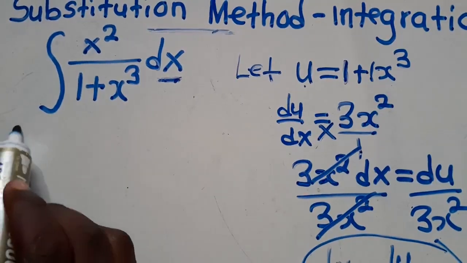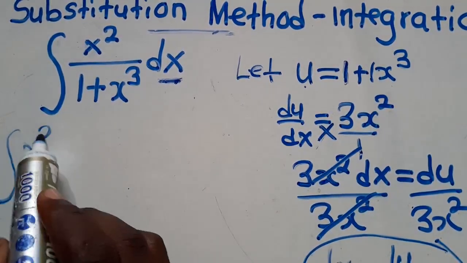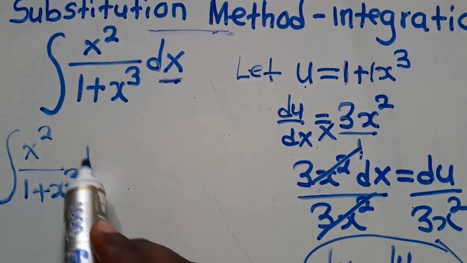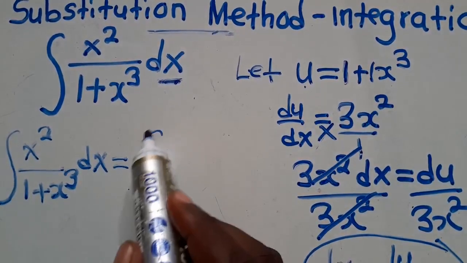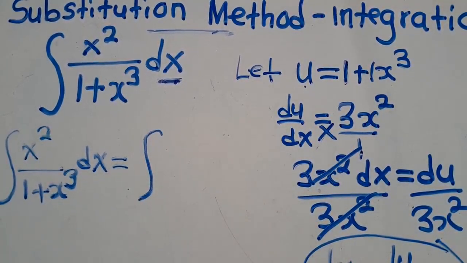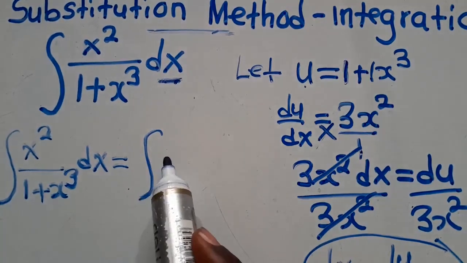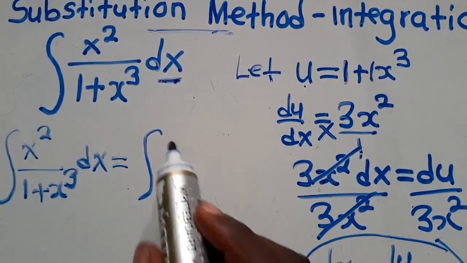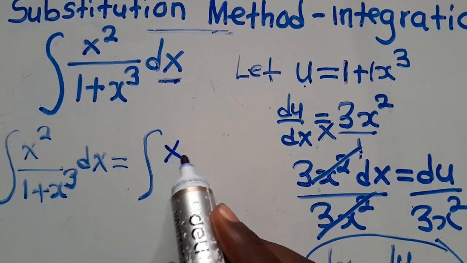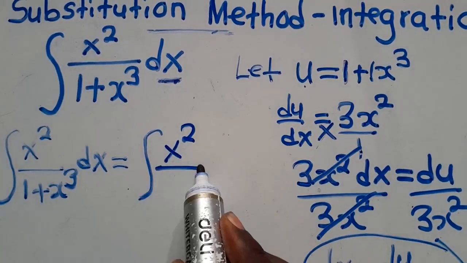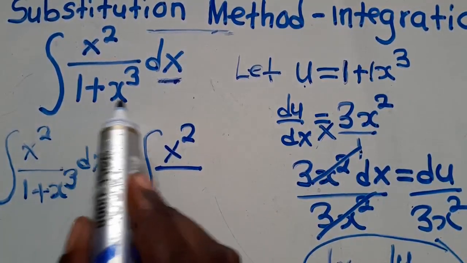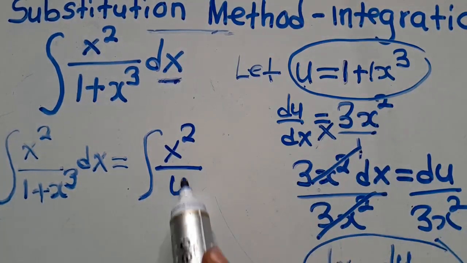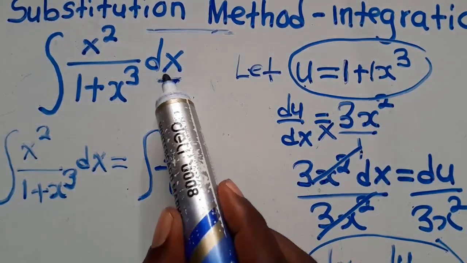What am I given to answer? The integral of x squared over 1 plus x cubed dx is equal to, so you write the integral like this. Then you write x squared, like this. Have you seen 1 plus x cubed? It was given there. It is u. So you put your u there. Then your dx.